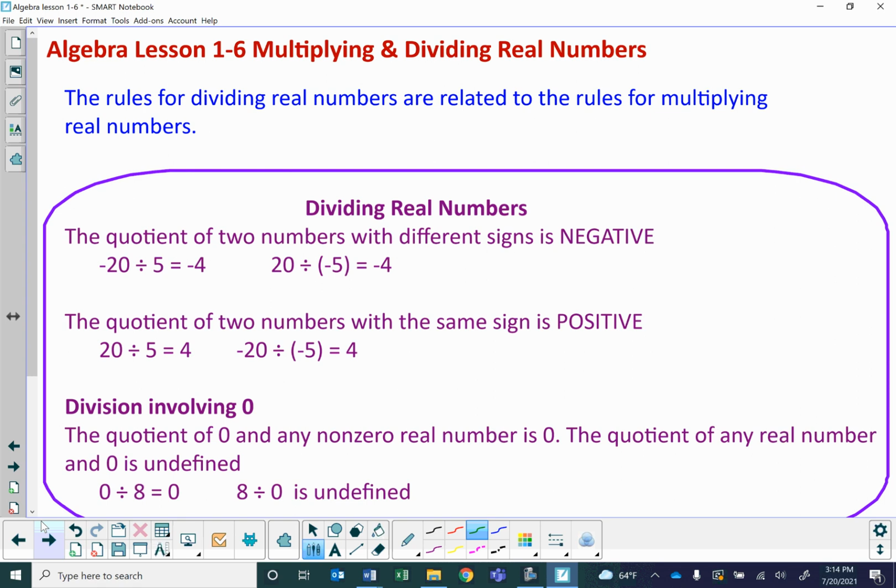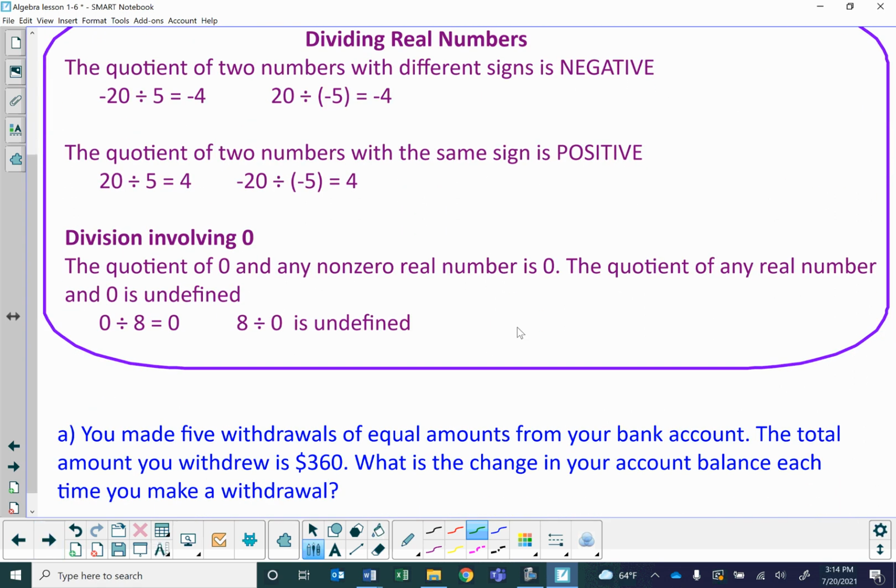All right, the rules for dividing real numbers are related to the rules for multiplying real numbers. So basically the rules stay the same. If you have different signs, your answer is going to be negative when you're dividing. If you have same signs, your answer is going to be positive when you're dividing. The only thing we have to pay attention to is division involving 0. The quotient of 0 and any non-zero real number is 0.